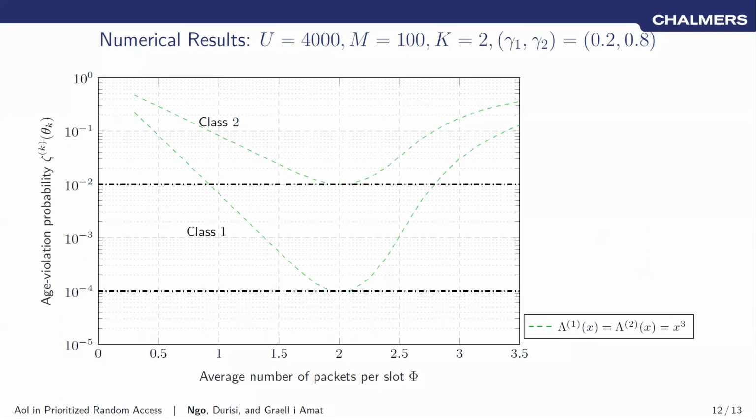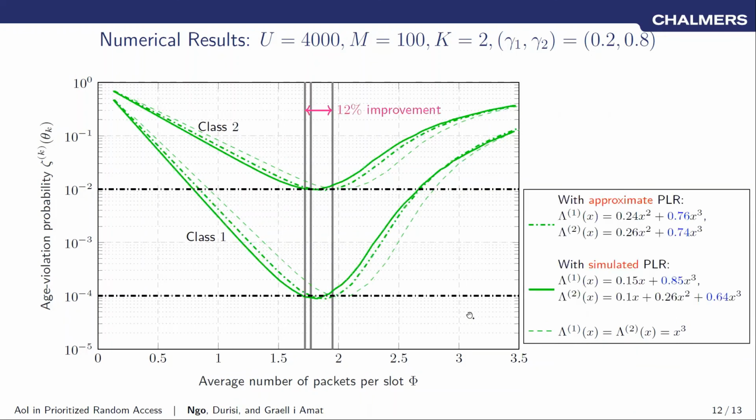Now let's consider even more stringent requirements. Say 10 to the minus 4 for the first class and 10 to the minus 2 for the second class. Then if we use a regular distribution, we need to use degree 3 for both classes. But we can do better than that. We can again optimize the distribution. With a simulation-based optimization, we achieve 12% improvement. The result with approximate bucket loss rate is slightly worse than that, but is still significantly better than the reference.